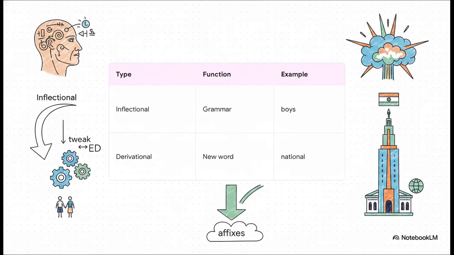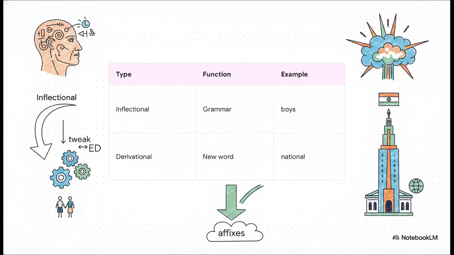Now, when we attach those bound morphemes, which we call affixes, there is a highly testable distinction you need to master for the exam. We have inflectional affixes and derivational affixes. Inflectional affixes just tweak the grammar of a word that already exists, like adding an S to make boy into boys, or adding that ed for past tense. The core meaning and the part of speech stay exactly the same.